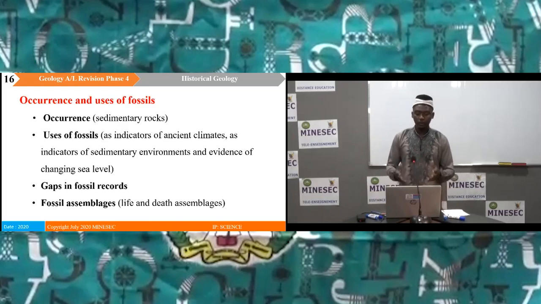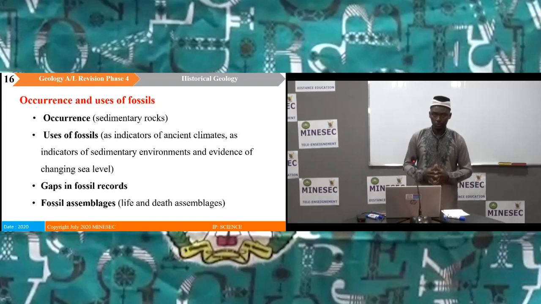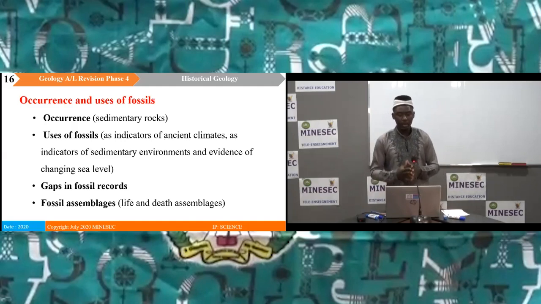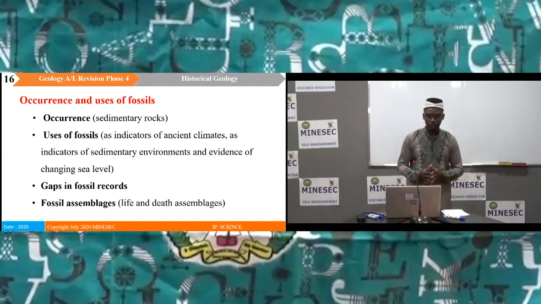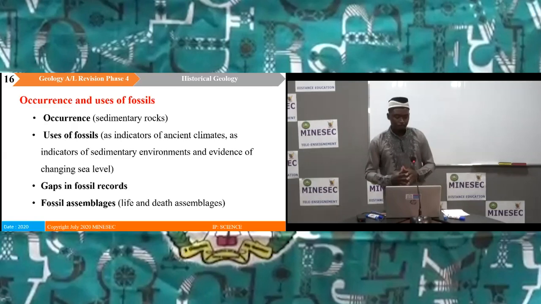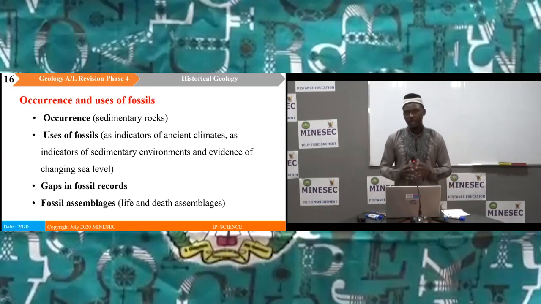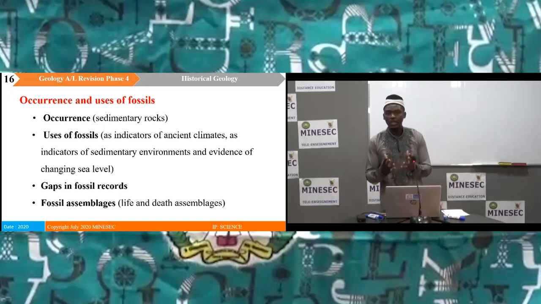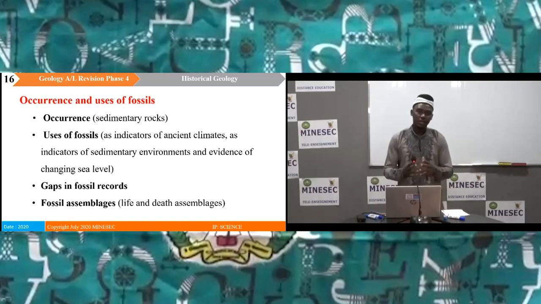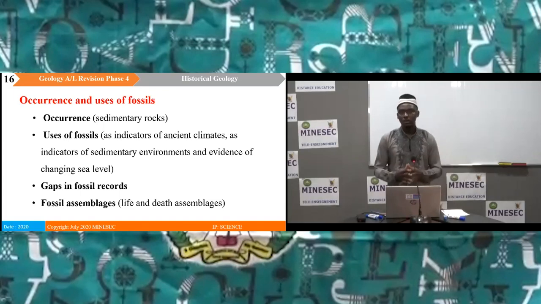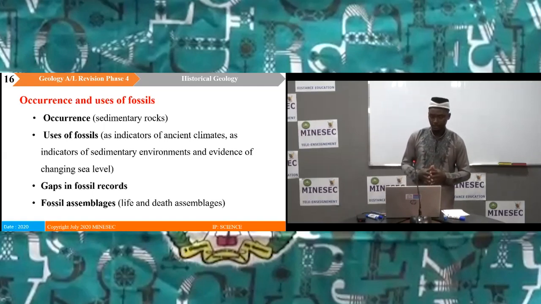Occurrence and uses of fossils. Fossils are common in sedimentary rocks, rare and absent even in metamorphic and igneous rocks. For the uses, fossils are indicators of ancient climatic belts. Since each organism has its unique climatic condition under which it survives, their presence in rocks reveals to geologists that such conditions must have operated in the past.